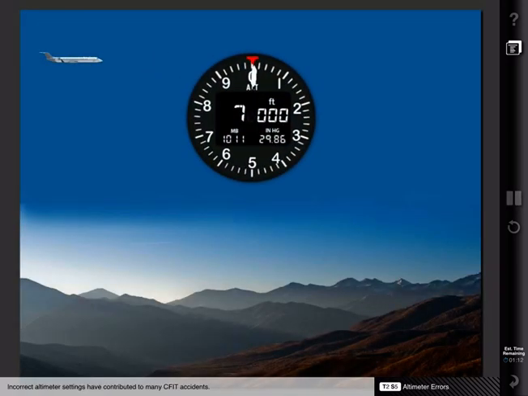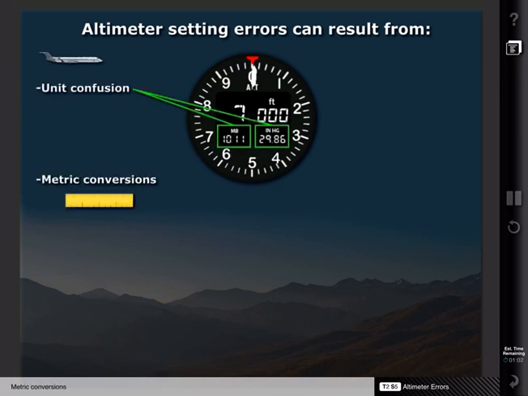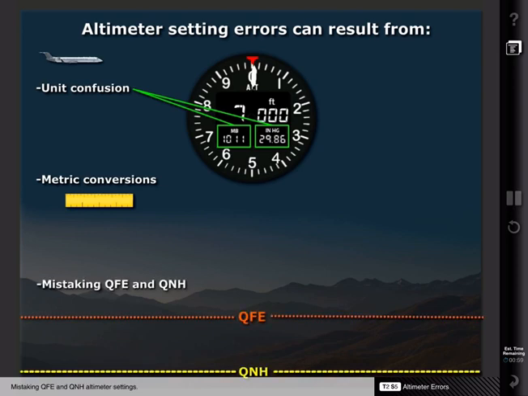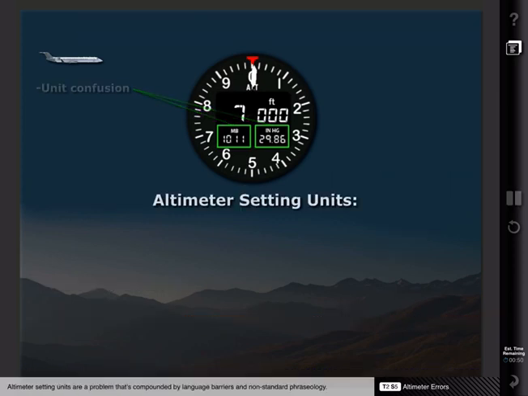Incorrect altimeter settings have contributed to many CFIT accidents. Altimeter setting errors can result from unit confusion, metric conversions, mistaking QFE and QNH altimeter settings, or by setting the wrong value in the altimeter window. Altimeter setting units are a problem that's compounded by language barriers and non-standard phraseology.